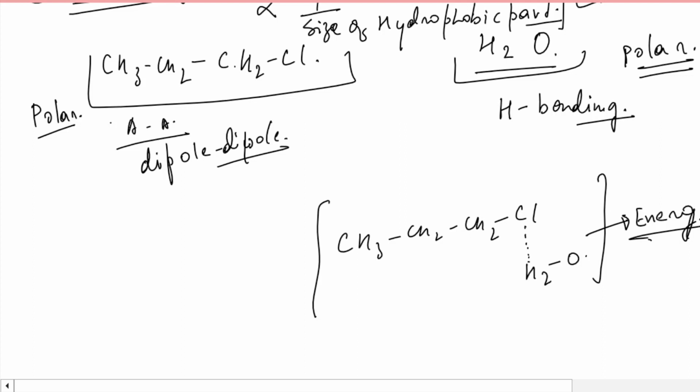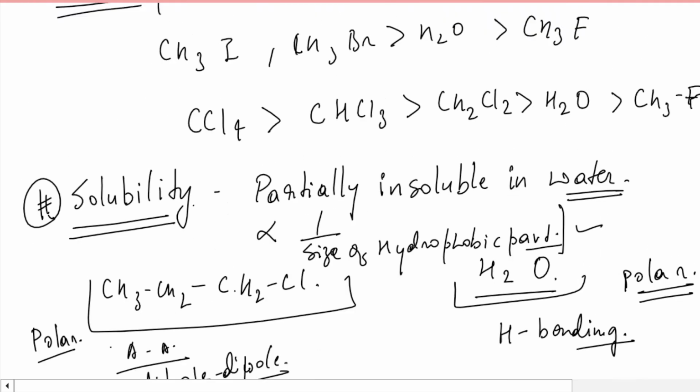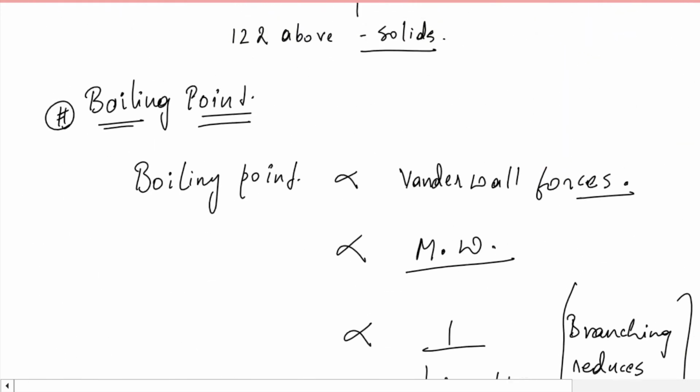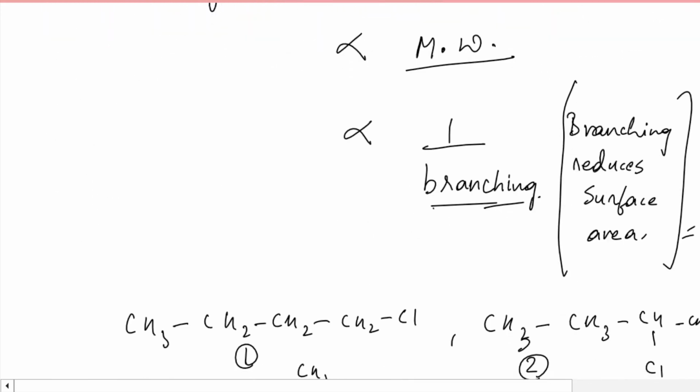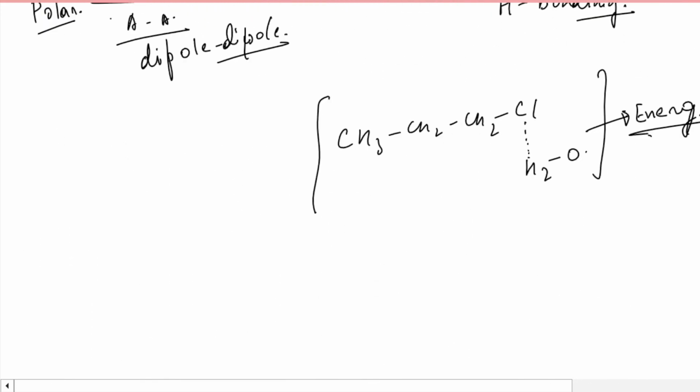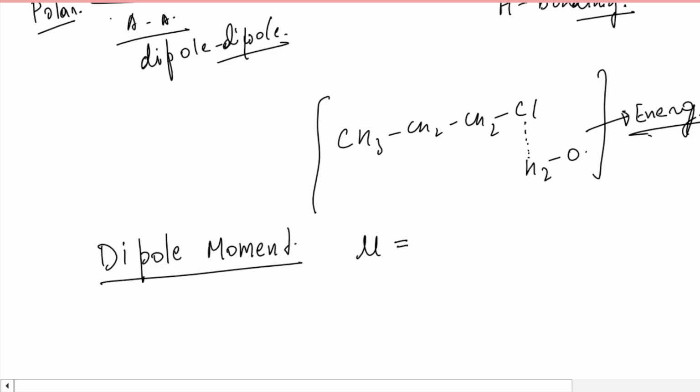Now let us move ahead to the chemical properties of haloalkanes and haloarenes. So this was all about physical properties, which is boiling point, density, solubility. One more thing we can discuss here is dipole moment. What is dipole moment? Mu is equal to q into d.